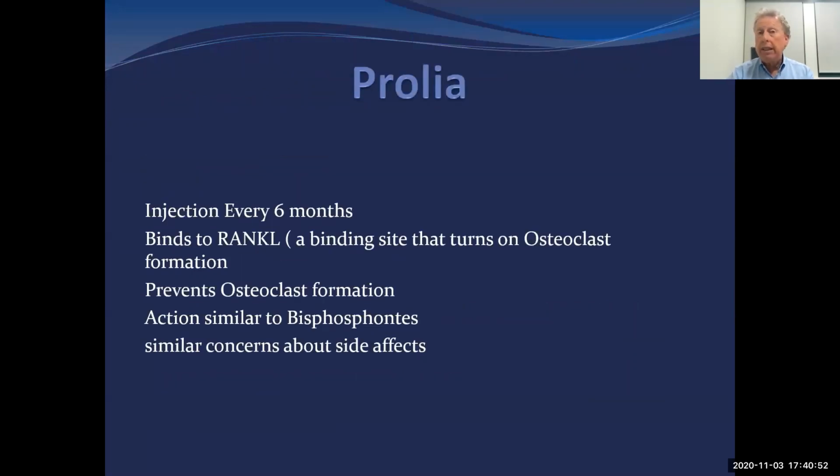Here's one that's relatively new, Prolia. It's an every 6-month injection. There was a subtle thing there in my little cartoon called RANKL that turns cells into osteoclasts, and this blocks that RANKL step that causes osteoclasts to form. It's similar to bisphosphonates, but it's an injection once every 6 months.